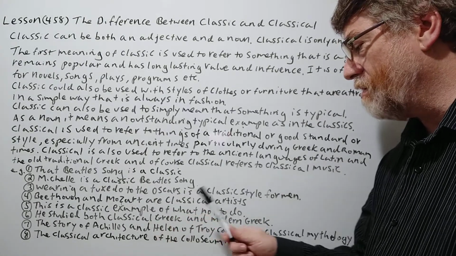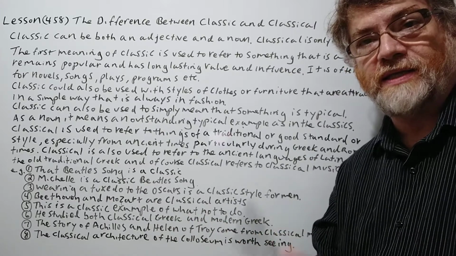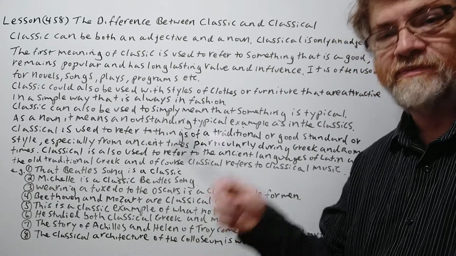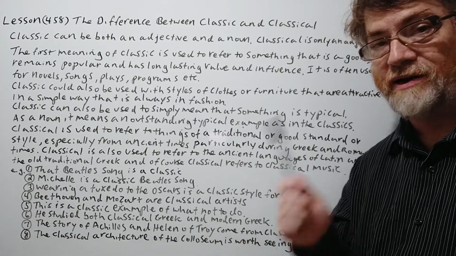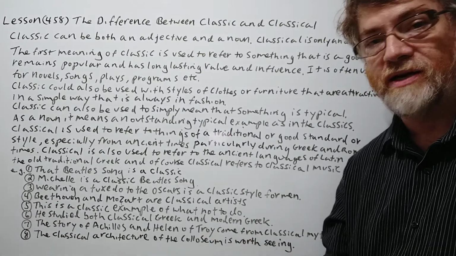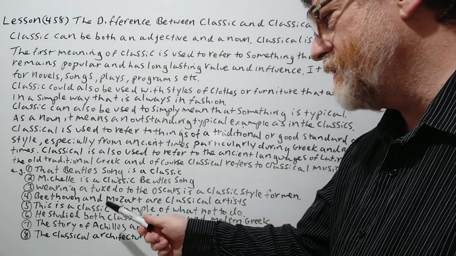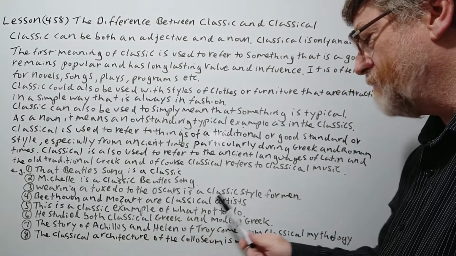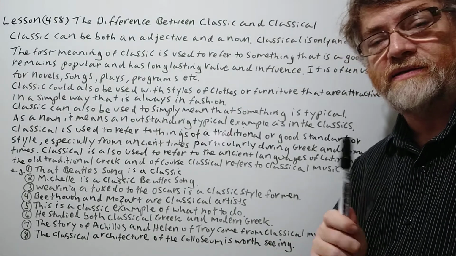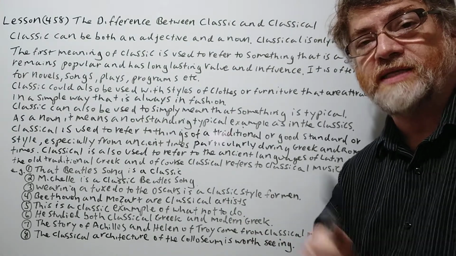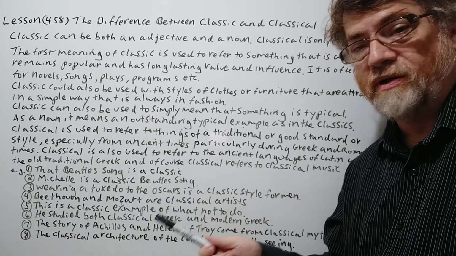Beethoven and Mozart are classical artists. Yeah, because that comes from classical music. So they are classical artists. They are not classic artists, they are classical artists. Okay, let's continue. This is a classic example of what not to do. So this is like a typical example. So sometimes classic means something that's typical.